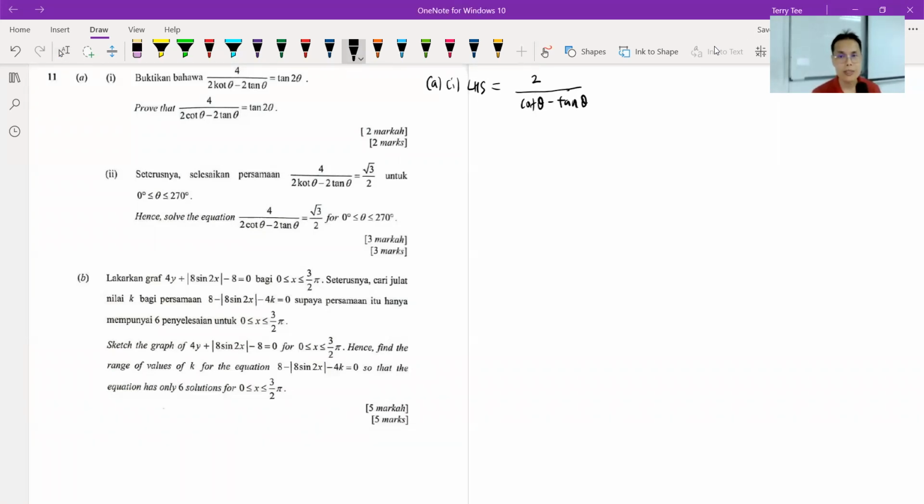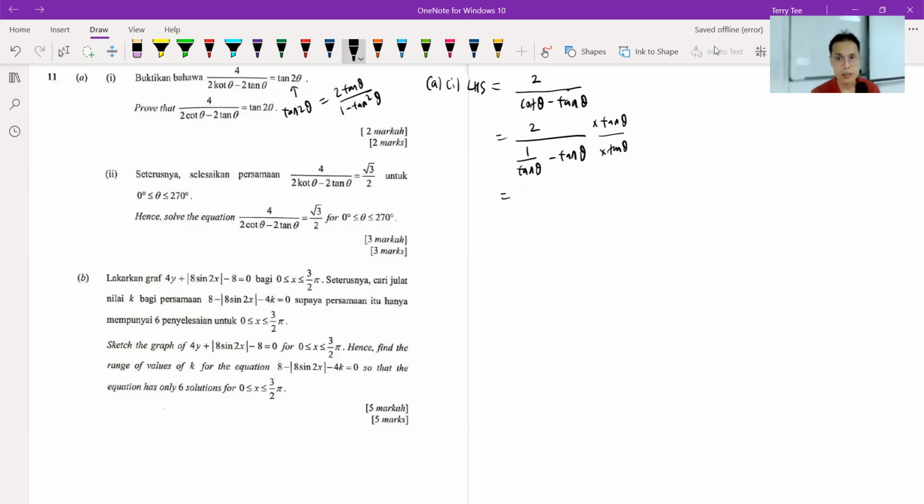Now, we know cotangent is 1 over tangent. So I'm going to write 1 over tangent here. Then this is tangent here. And we also know that the tangent 2 theta formula is given by 2 tangent theta over 1 minus tangent square theta. If you can't remember, please refer to the list of formulas. So to get this right, I need to multiply top and bottom with tangent theta.